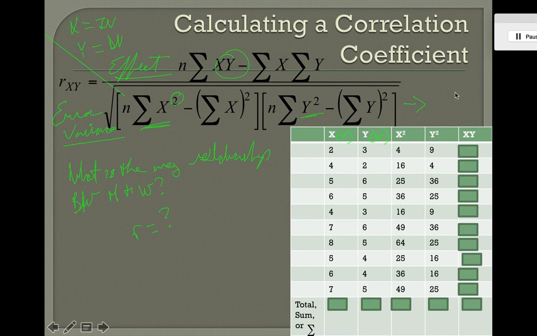So now we're going to do that, which is going to be in our last column. 2 times 3 is 6, 4 times 2 is 8, 5 times 6 is 30, 6 times 5 is 30, 4 times 3 is 12, 7 times 6 is 42, 8 times 5 is 40, 5 times 4 is 20, 6 times 4 is 24, and last 7 times 5 is going to be 35. So now we have everything that we really need to work with our formula here.